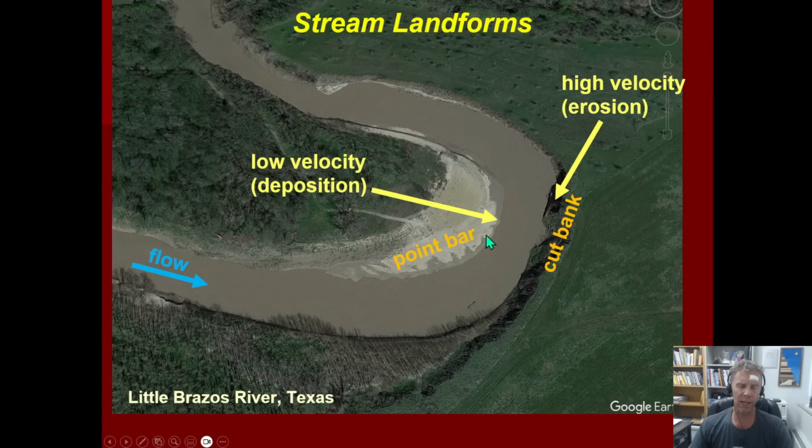So the point bar is an area of sediment deposition. Sediment is being dropped and deposited here. And so this is what's known as a point bar. Again, erosion on this side, deposition on this side.